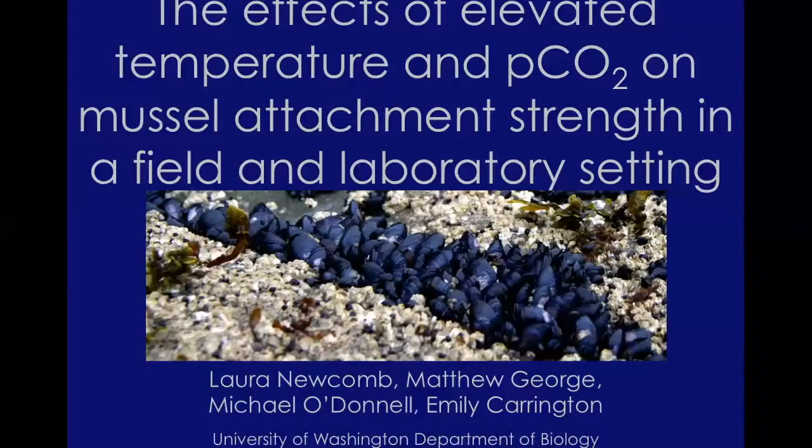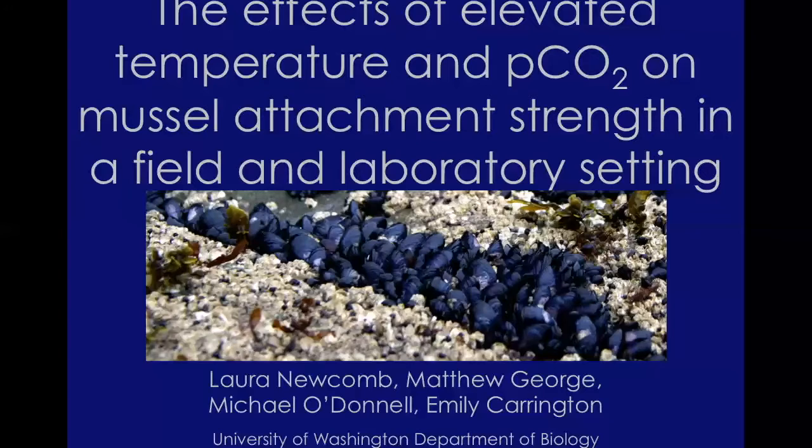This presentation is looking at the effects of elevated temperature and PCO2 on mussel attachment strength in a field and laboratory setting. Before I go on with the presentation, I want to explain a bit about the units or ways that we show changes in ocean acidification, and that is with PCO2 and pH. Ocean acidification is the process by which atmospheric CO2 is absorbed in the ocean, and we can measure that absorption by using PCO2, the partial pressure of carbon dioxide.